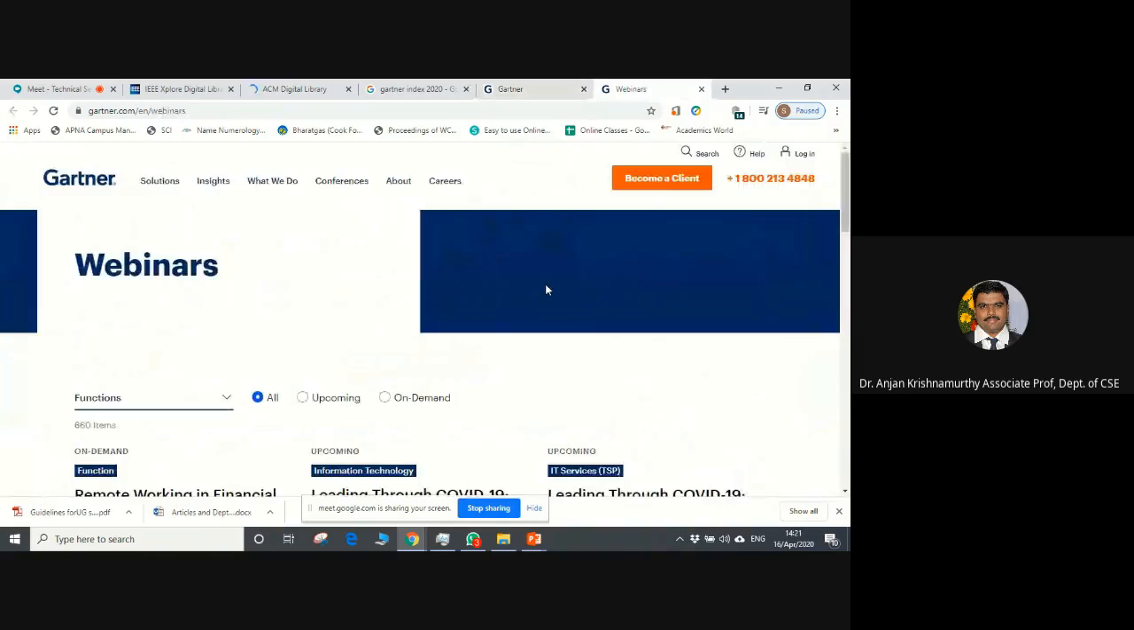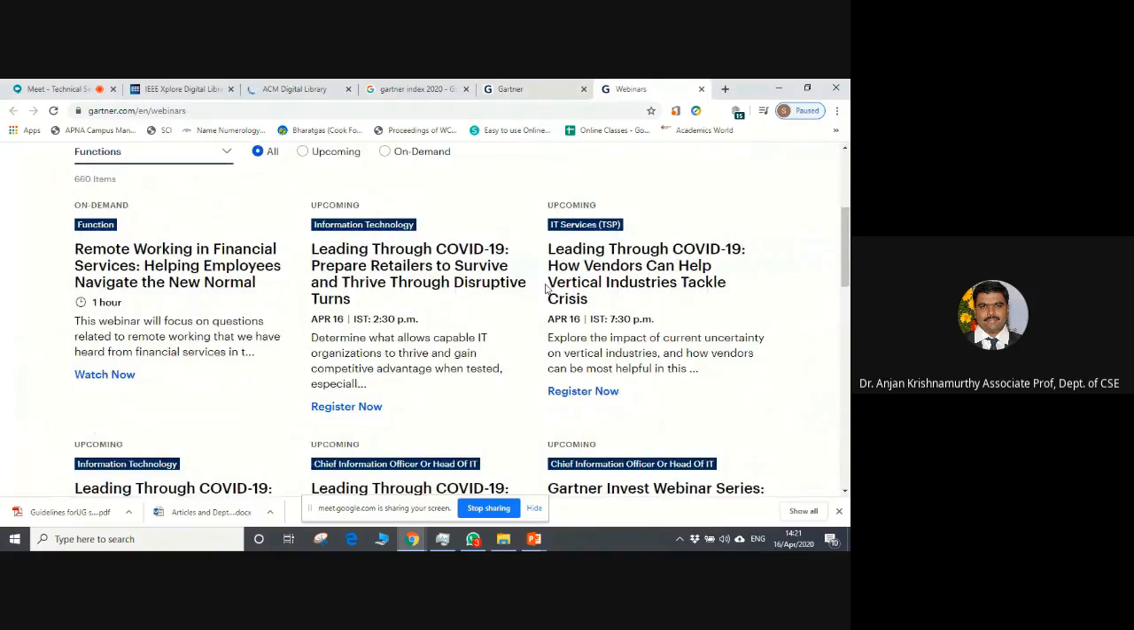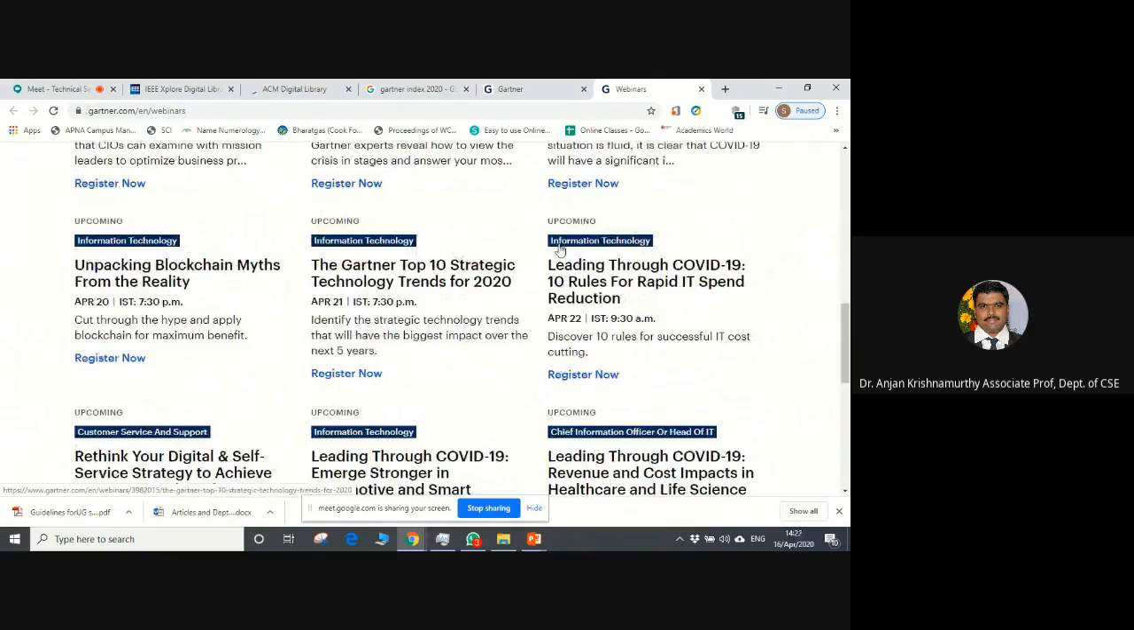Now, if you see the list of webinars, Gartner provides a lot of them. You can join any one of these webinars, right? The only problem is that they are published in IST, right, Indian Standard Time. So you may have to sync your clocks with respect to that particular time and listen to it, right? So that is about Gartner's index, right?